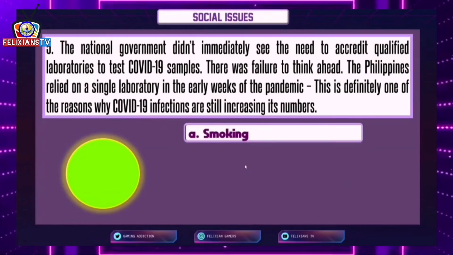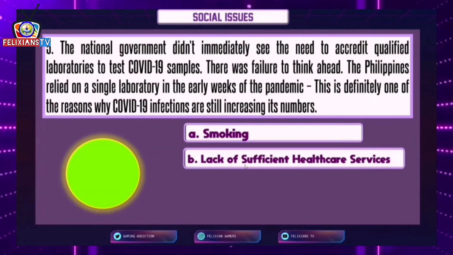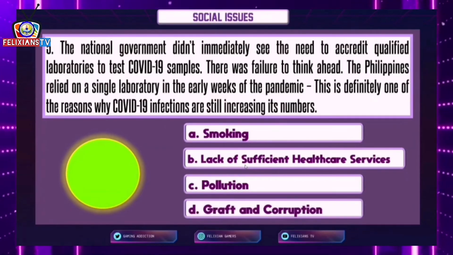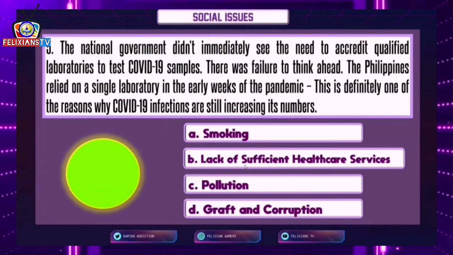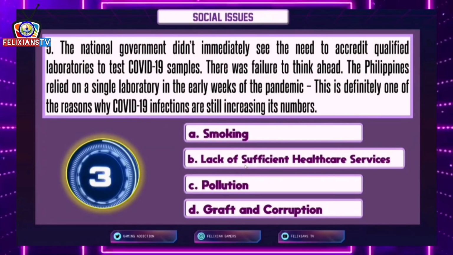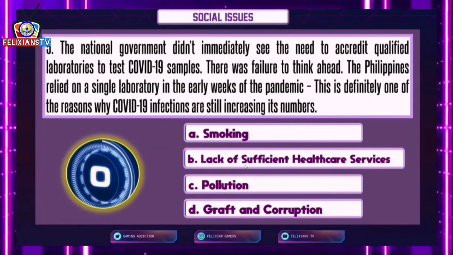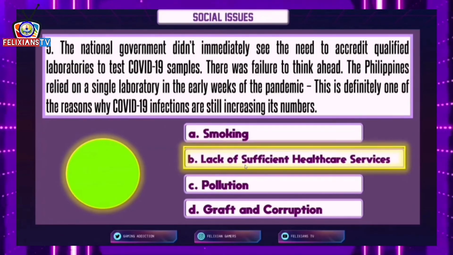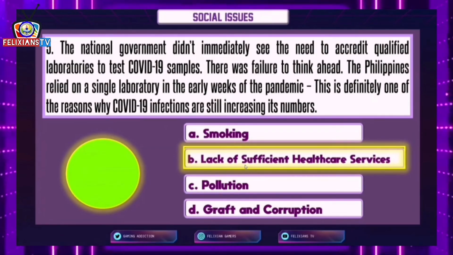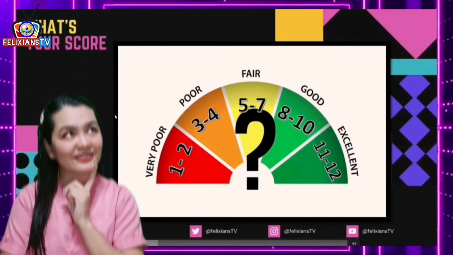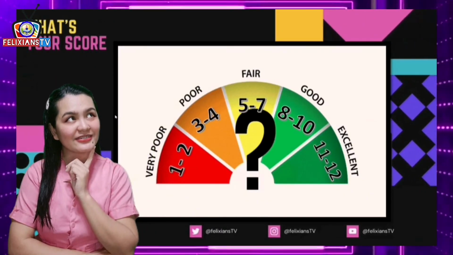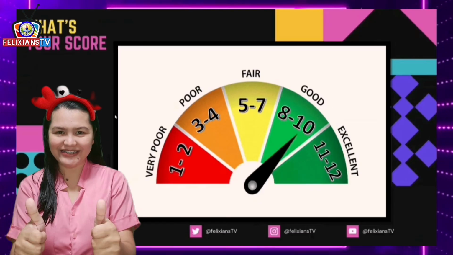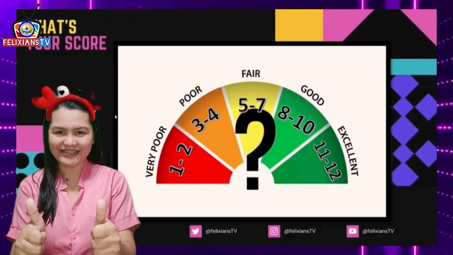A. Smoking. B. Lack of sufficient healthcare services. C. Pollution. D. Graft and corruption. And the correct answer is letter B. Perfect! Let us now check your score. Did you get all the correct answers? Very good! You can now all identify the social issues in our society.